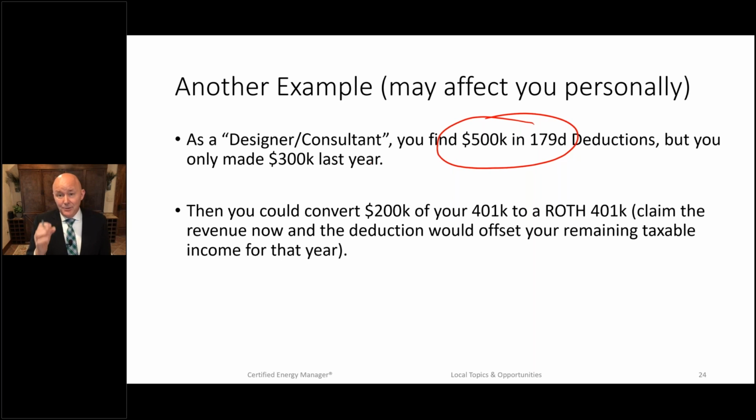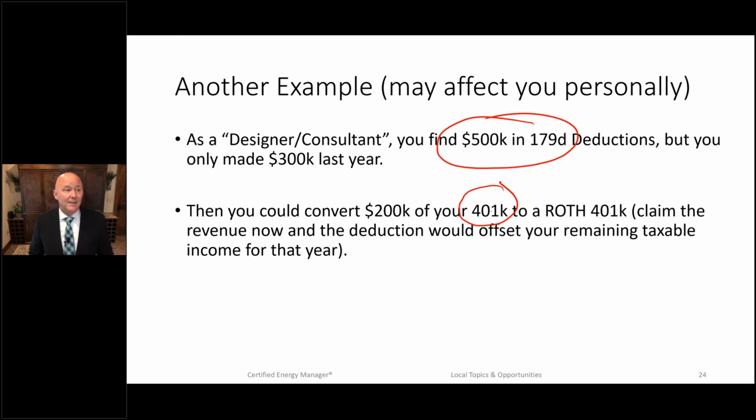But if you made 200K more than you needed, then what you can do is take your 401K, move 200K from the 401K into the Roth, or it could be an IRA, doesn't matter. Move it to the Roth type accounts, claim the income for that year, and guess what? Now you move 200K and you have 200K tax deduction, zero tax, done. And you just moved 200K into the safe zone.